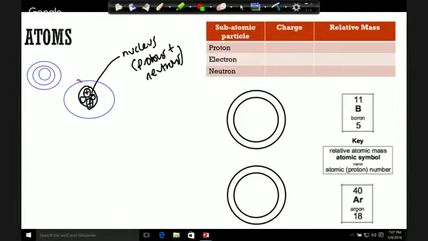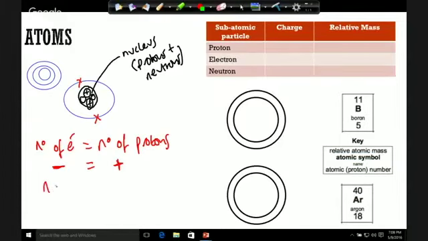And in an atom, like we said before, the number of electrons is the same as the number of protons. What that means is the number of negative charges, we'll discuss this in a minute, is the same as the number of positive charges. So there is no overall charge on an atom because the number of electrons and the number of protons is the same. So this is the basic structure we've got.